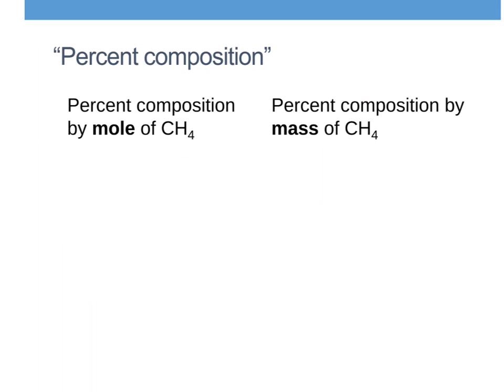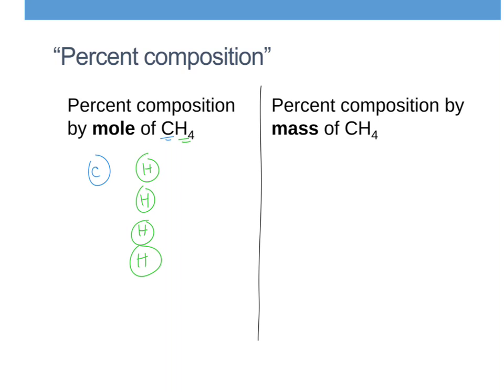But first, to highlight the differences between percent composition by mole versus percent composition by mass. If you're talking about moles, if you look at CH4, which is just methane, you only have 1 carbon for every 4 hydrogens, which gives us 5 atoms altogether.